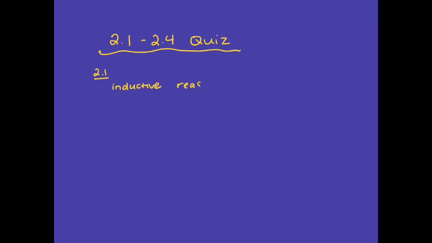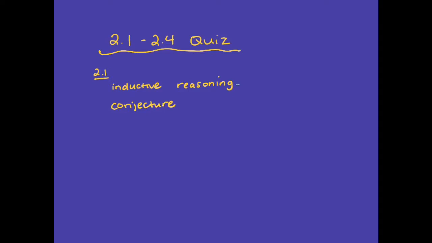Okay, now we're going to talk about your quiz. So your quiz is covering sections 2.1 to 2.4. 2.1 was simply just your patterns and your inductive reasoning. So we really only talked about 2 vocab terms in here: inductive reasoning and conjecture.